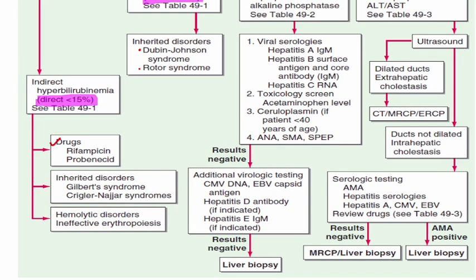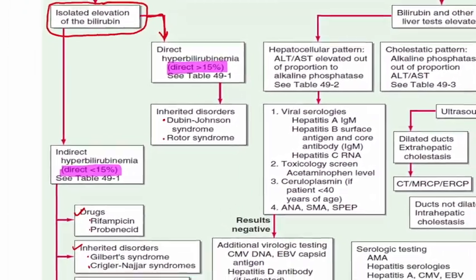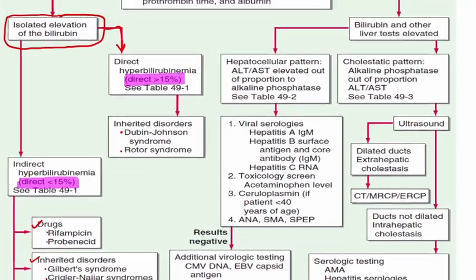First of all, drugs. Which drugs cause isolated elevation of bilirubin? It is rifampicin and probenecid. Inherited disorders like Gilbert syndrome and Crigler-Najjar syndrome. And hemolytic disorders or ineffective erythropoiesis, for example, some myelodysplastic syndromes, or vitamin B12 deficiency, etc. These all will cause hemolytic disorders. So, isolated elevation of the bilirubin is complete, I believe.